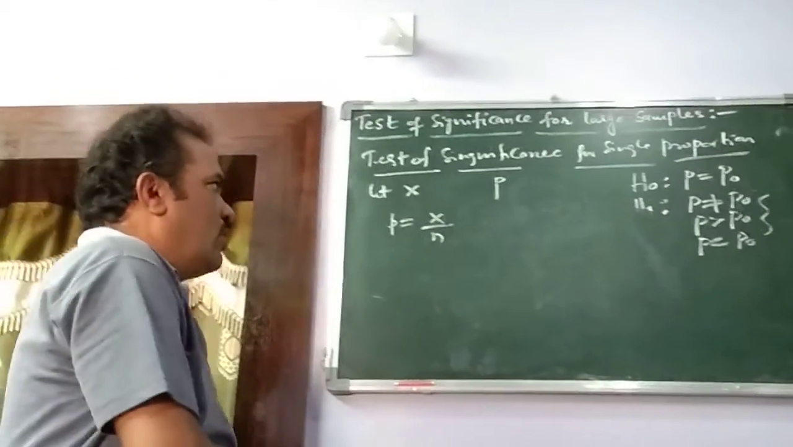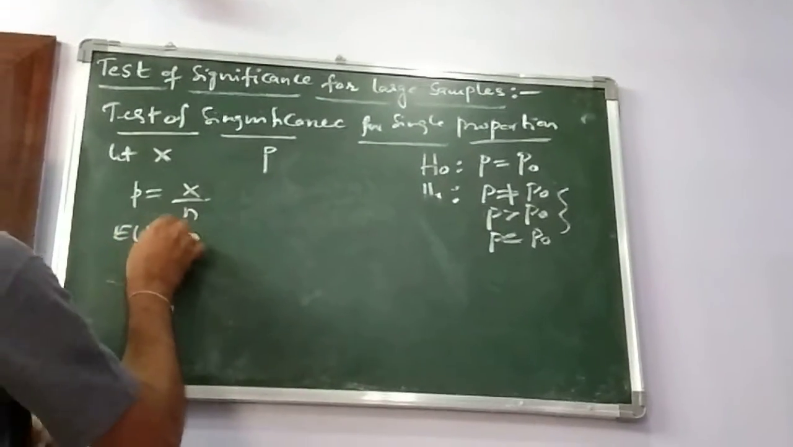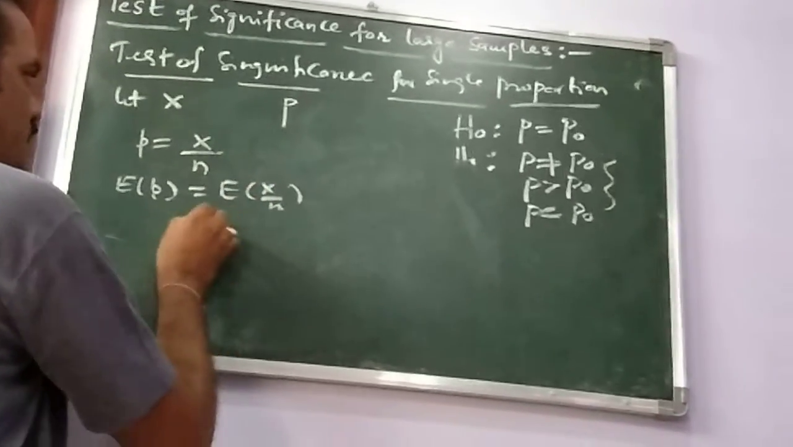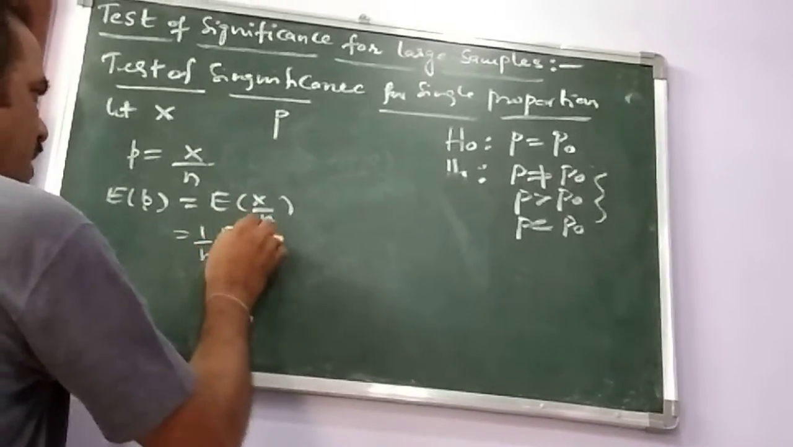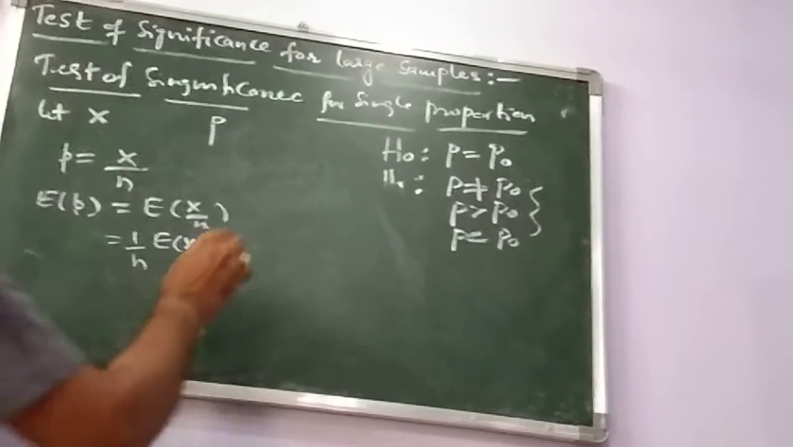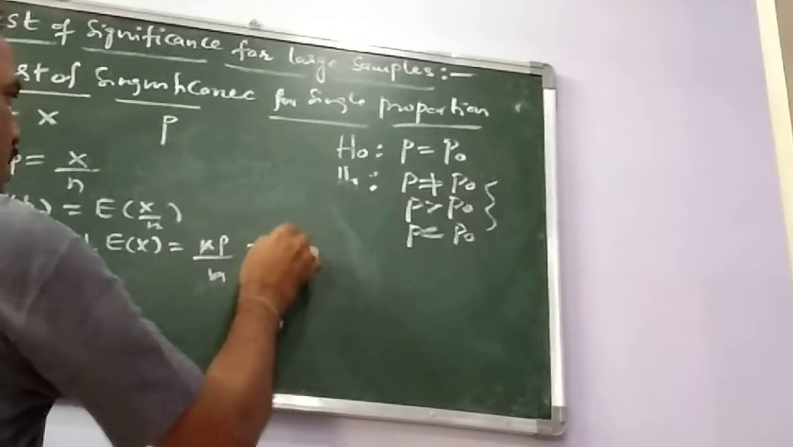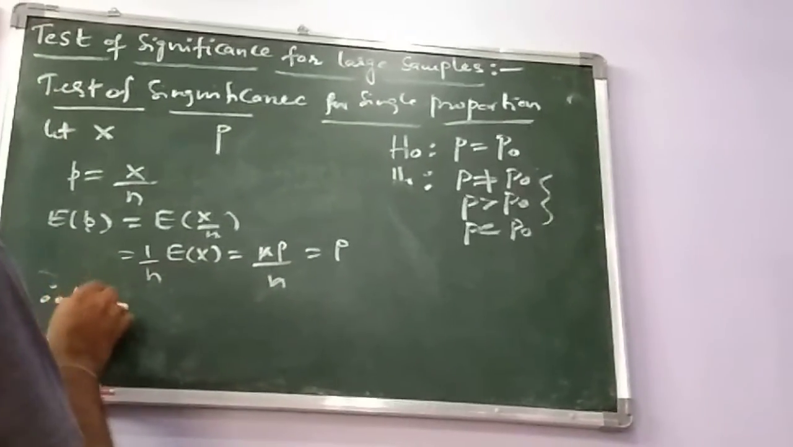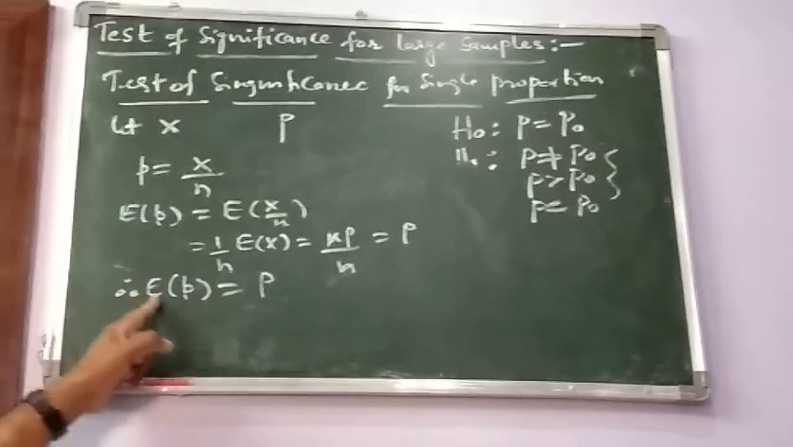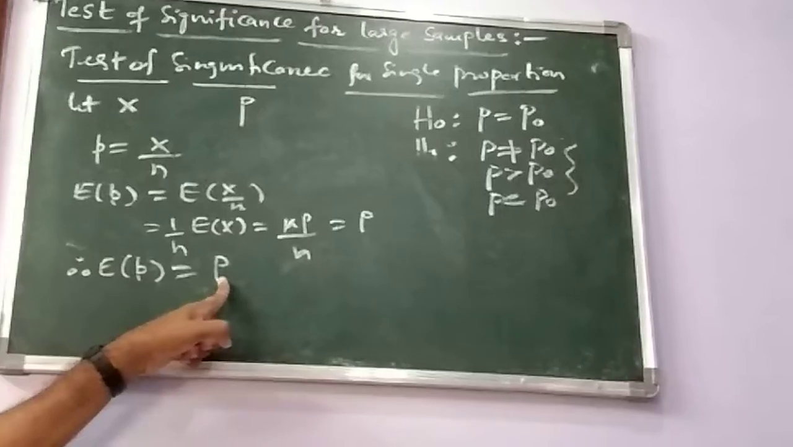Okay, so now apply the expectation to this formula. Expectation of p is equal to expectation of x by n. So this is equal to 1 by n expectation of x. Already we know that expectation of x is equal to np. So np by n is equal to small p. Therefore, expectation of small p is equal to capital P. Small p is the sample proportion, capital P is the population proportion.